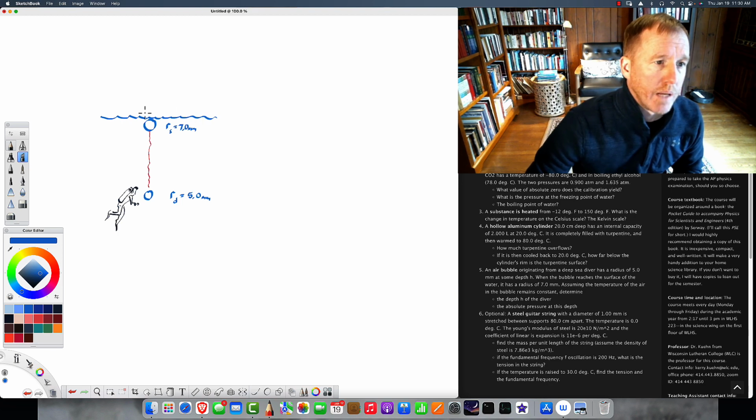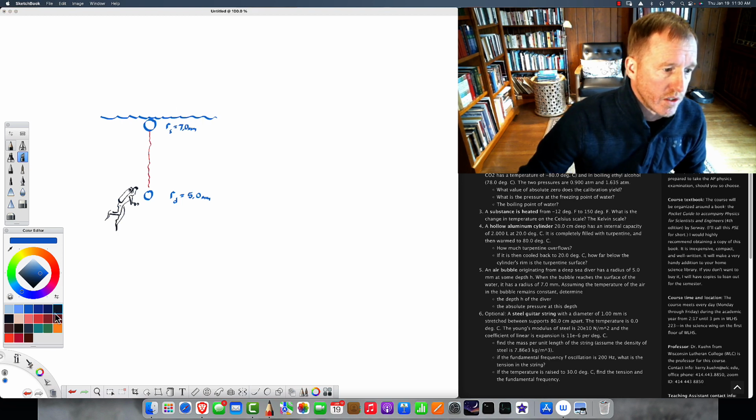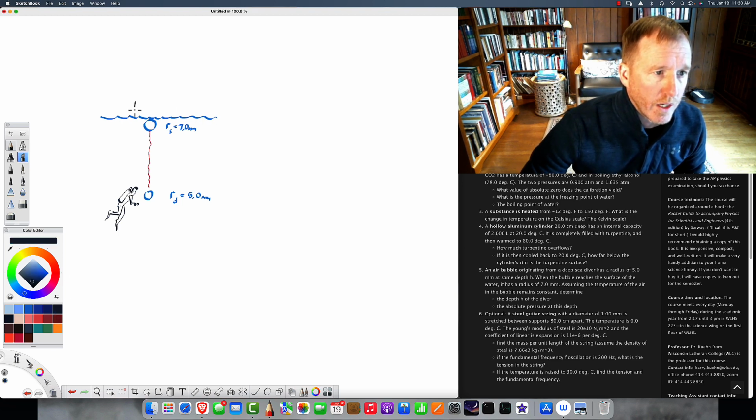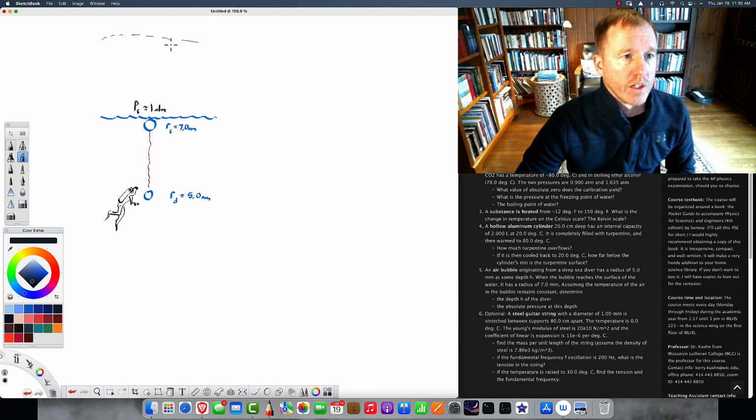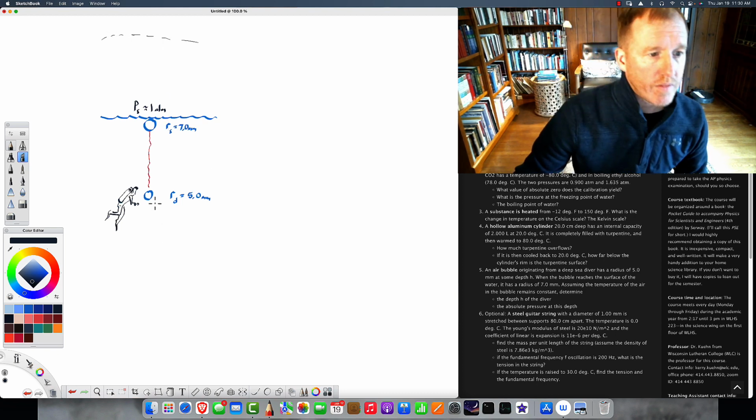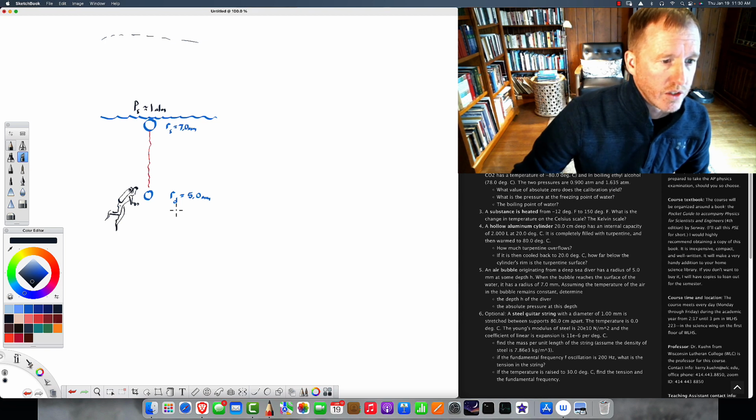And by the way, you should keep in mind that at the surface of the water, the atmospheric pressure, the pressure at the surface, is right around 1 atmosphere. We're assuming that this is atmospheric pressure. Of course, that's because we're under an ocean of air. And of course, down here, there's going to be some pressure at this depth.